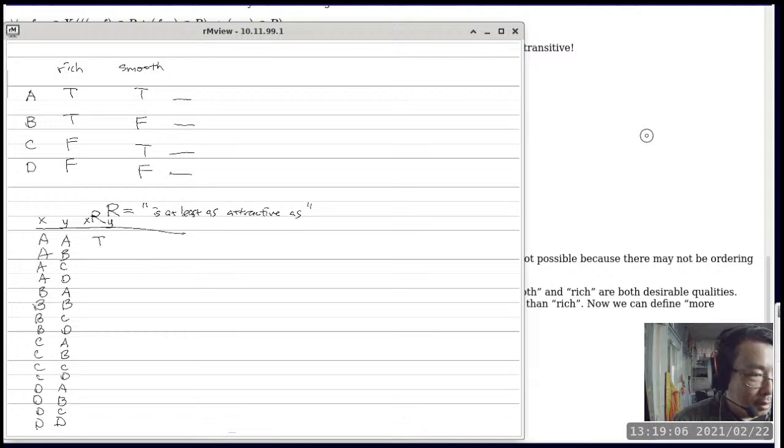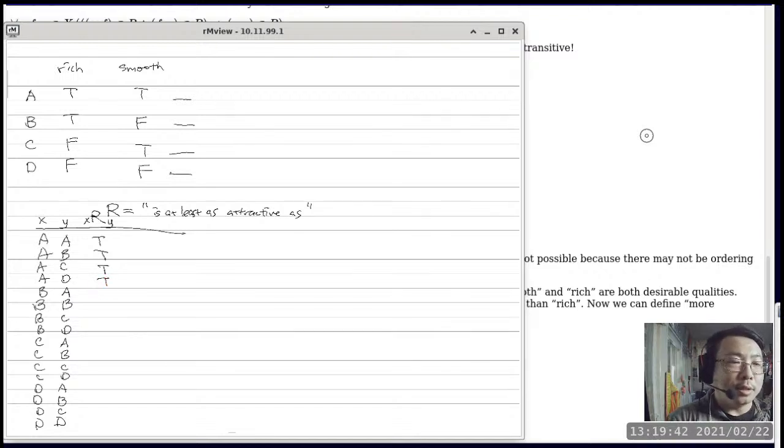Okay. And then when you have A and B, you're asking, is someone who is rich and smooth at least as attractive as someone who is rich but not smooth? The answer is true. And then we have AC, which is comparing someone who is rich and smooth to someone who is not rich but smooth. But option A is at least as attractive as option C, so it is true. And then we have AD, which is obviously true.